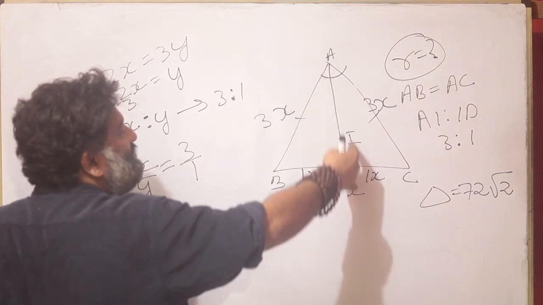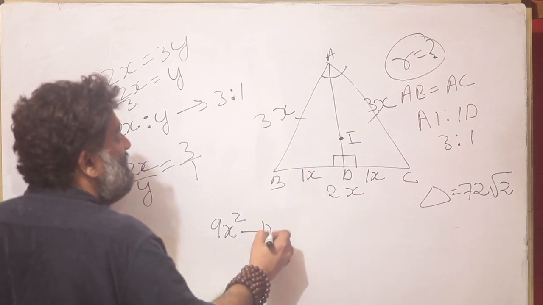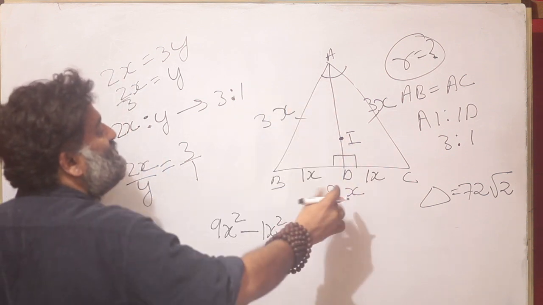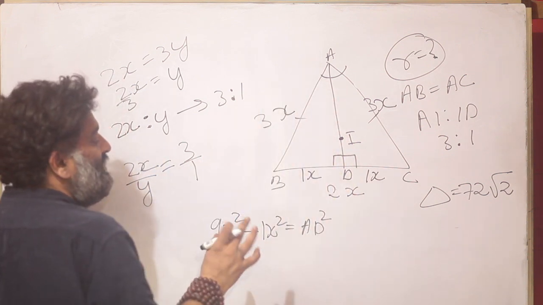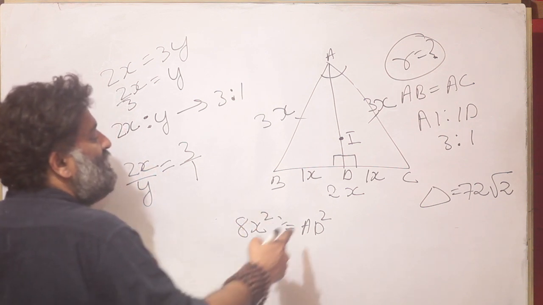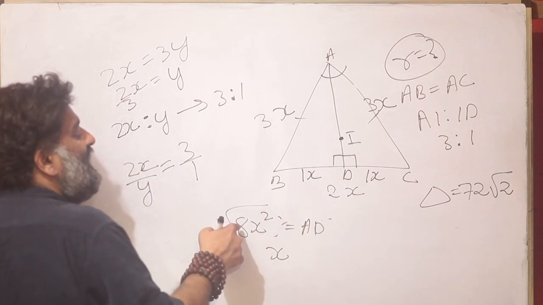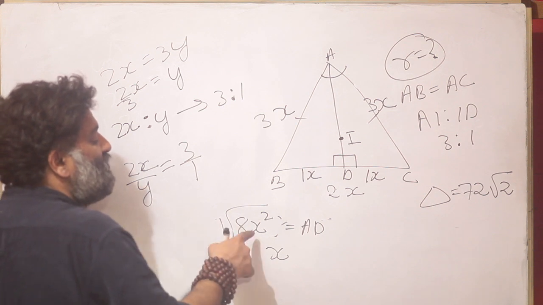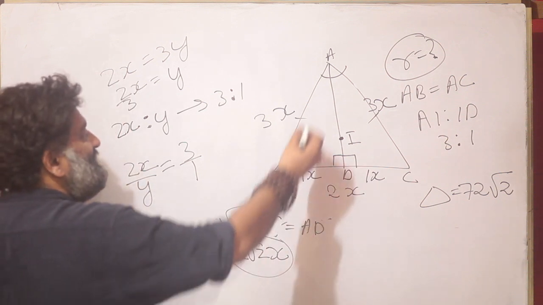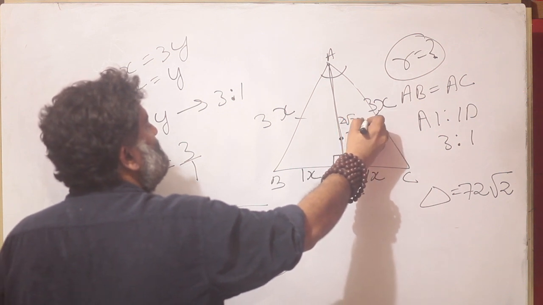3x square is going to be 9x square minus 1x square is going to be AD square, because AD square plus 1x square gives you 3x square. So 9x square minus 1x square will give you 8x square. So AD is going to be square root of this. So you will get x obviously, and 8 is 4 into 2. You can find the square root of 4 as 2. So this will become 2 root 2x. So I have the length of AD. AD, this whole thing, is 2 root 2x.